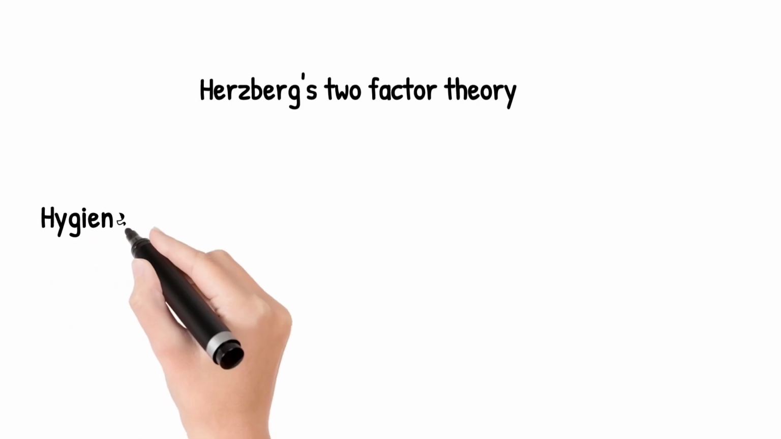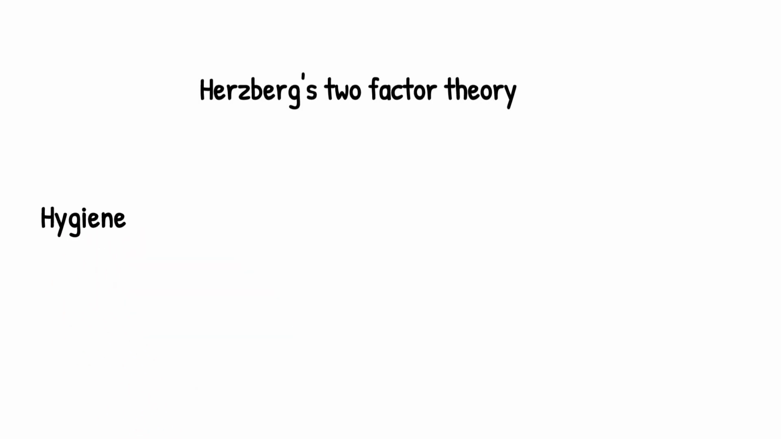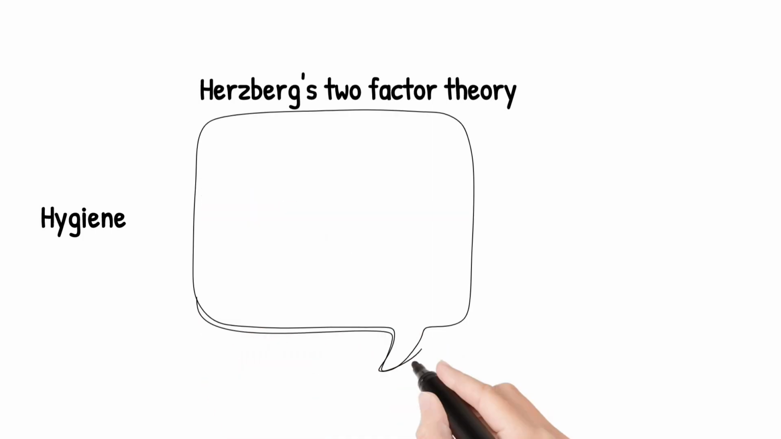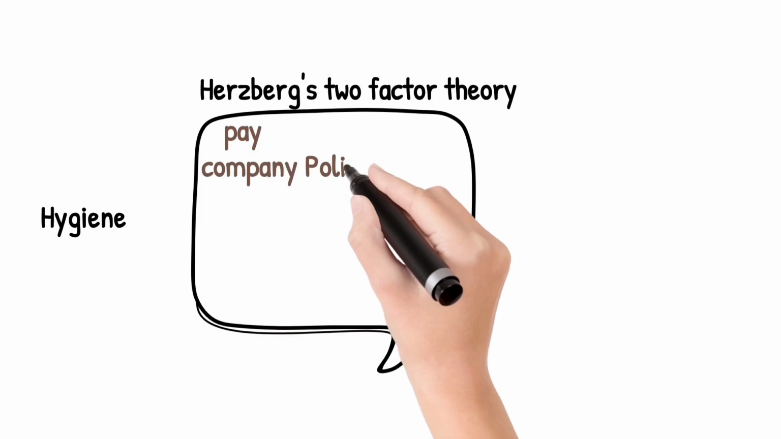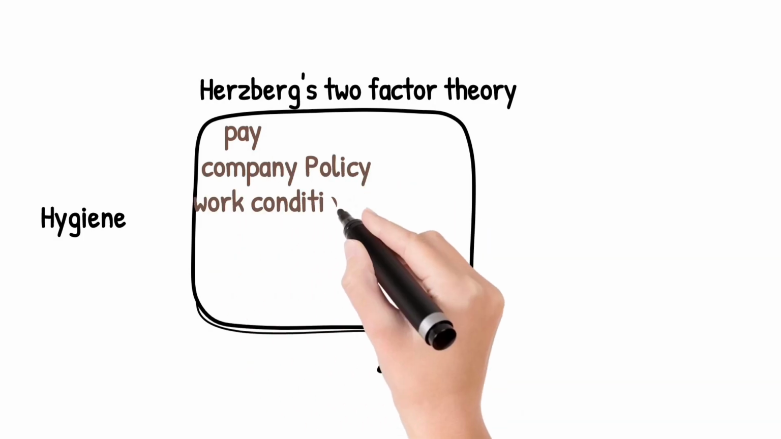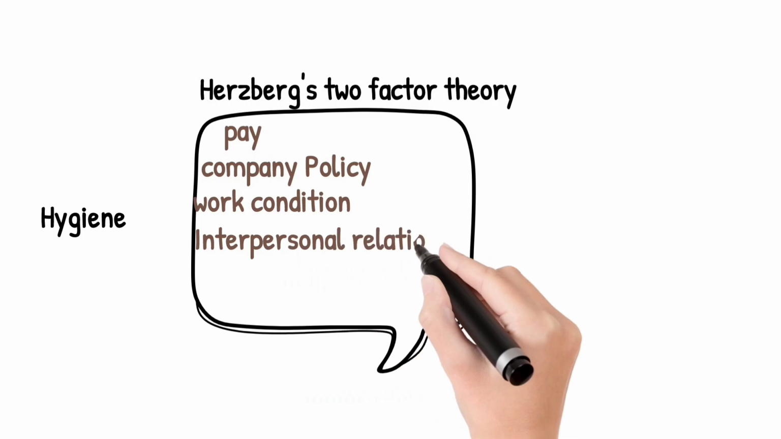Hygiene. This factor has an effect of reducing motivation of workers. The hygiene factor affects the condition of workplaces. If the hygiene in the area is not adequate, the workers might not want to work. Hygiene factors include pay, company policy, work condition, interpersonal relationship.